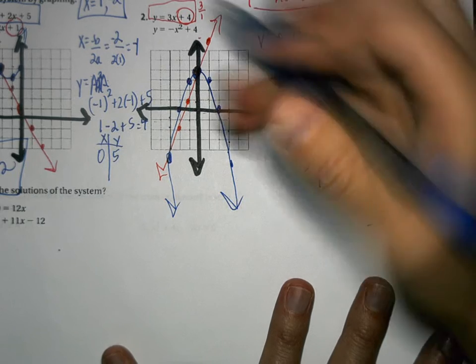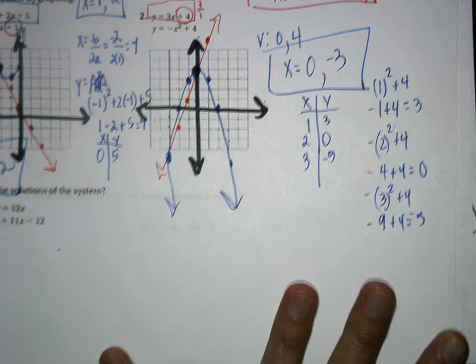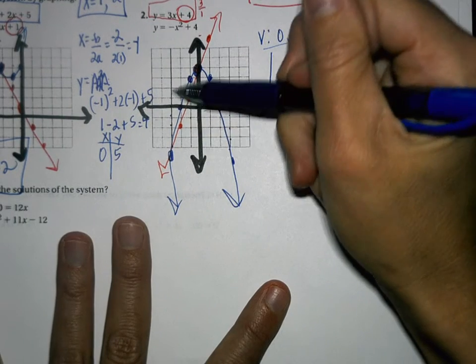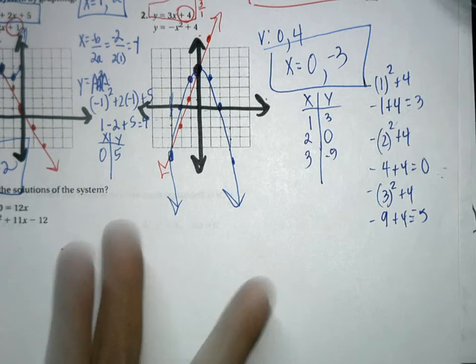No. Negative 3. So remember, we're just taking the x values. And so if you go up on the x value, it's right there, which is at negative 1, 2, 3. Okay.